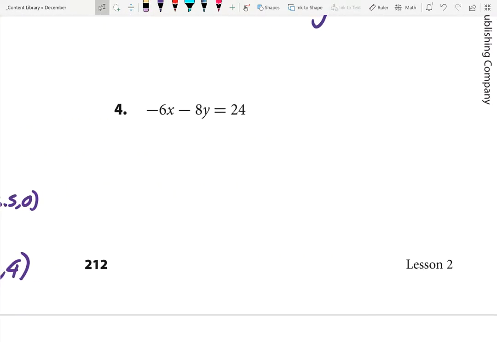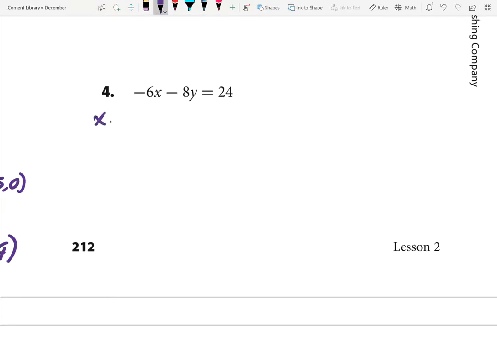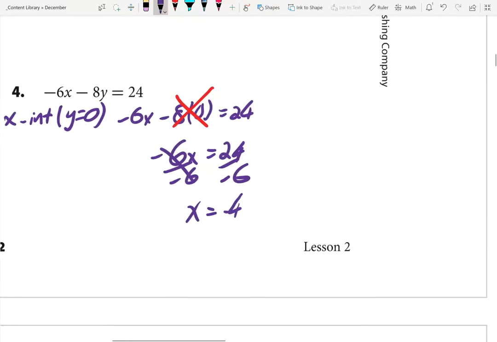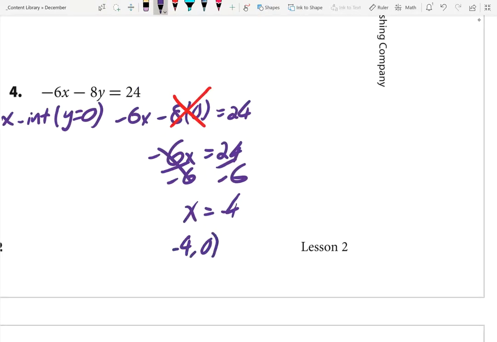All right, let's practice one more, number 4. So the x-intercept, remember the x-intercept is when what value is 0? The y value. So we're going to plug this in: negative 6x minus 8 times 0 equal to 24. So 8 times 0, as we already know, is 0. It cancels out or just disappears. So we have just negative 6x is equal to 24 to solve for. Divide by negative 6, then we end up with x equal to negative 4. So we have the x-intercept of negative 4, 0.